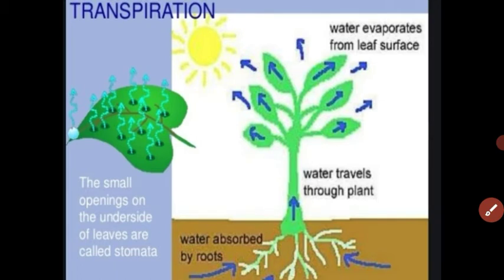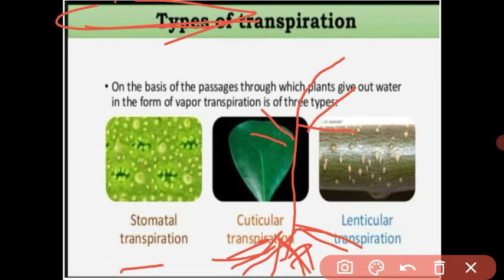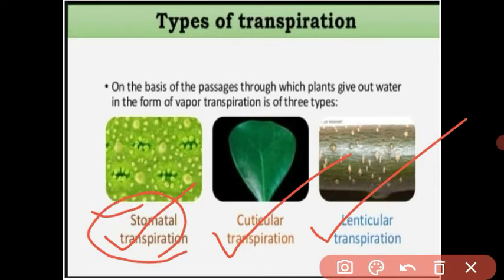In the last video also we studied this. There are three types of transpiration: stomatal transpiration, cuticular transpiration, and lenticular transpiration. Stomatal transpiration means the water escapes through the stomata. It is called stomatal transpiration.